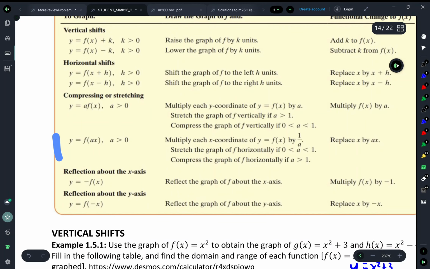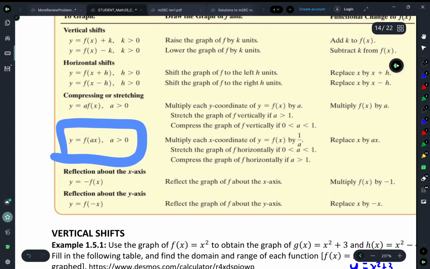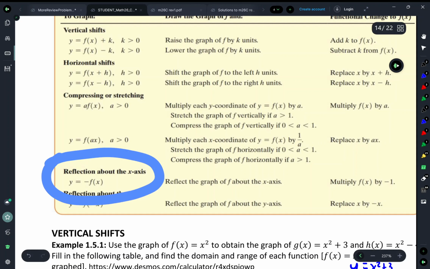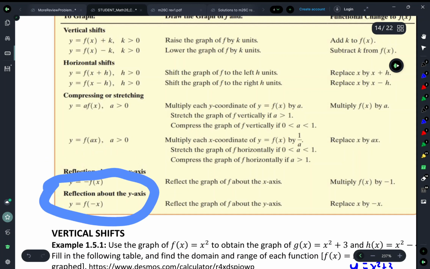If you're multiplying outside the function, it will be a vertical compression or stretch. If you are multiplying inside the function, it will be a horizontal compression or stretch. And finally, if you multiply by a negative outside the argument, it's going to be a reflection about the x-axis, and if you reflect about the y-axis, that's because you multiplied by -1 inside the argument.